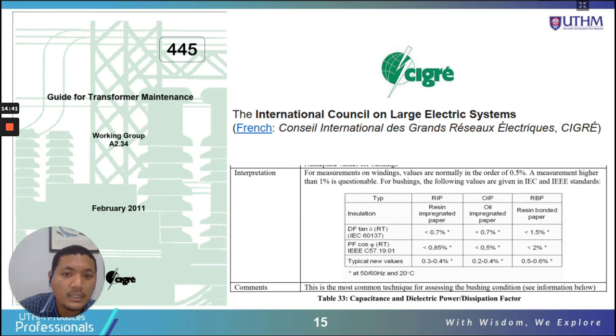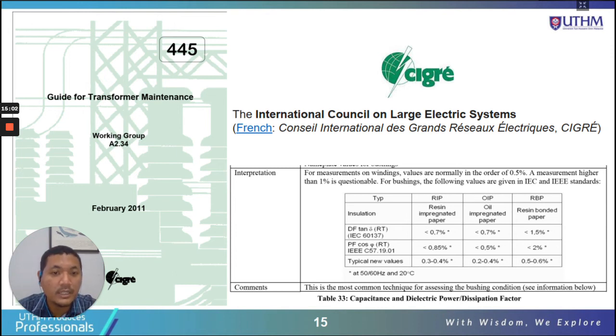For measurements on winding, values are normally in the order of 0.5%. A measurement higher than 1% is questionable. For bushings, the following values are given in IEC and IEEE standards. Even SIGRE also follows the IEEE standards sometimes, right? Not all the time, but they also produce their own values.